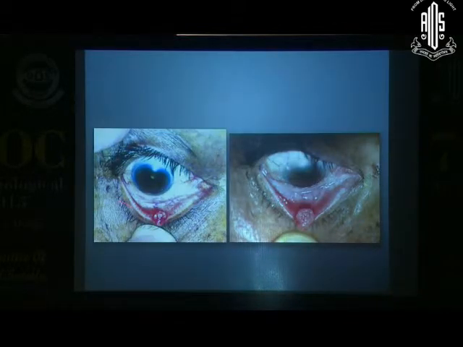This old man, father of a brigadier in the army, 65-year-old, came to me with a small lesion here, which was sort of a nodular lesion on the eyelid margin, more so on the internal margin, and also involving the meibomian glands.